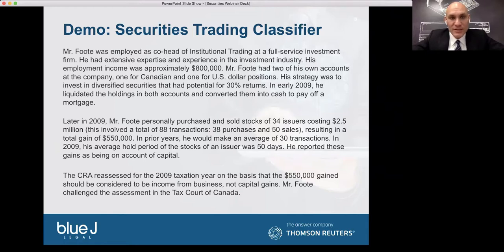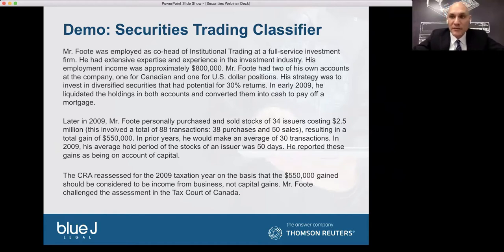In 2009, he sold all of the holdings in both of these accounts, converted them into cash, and retired a mortgage. Later in 2009, he purchased and sold stocks of 34 different companies with a total cost of $2.5 million. So 38 purchases, 50 sales. So he's in and out at least some of the time with respect to the same companies, and had a total gain of $550,000. And so 88 transactions in 2009, earlier years, about 30 transactions in and out.